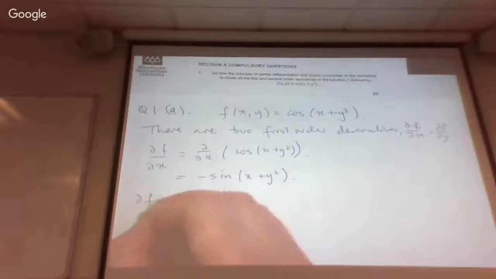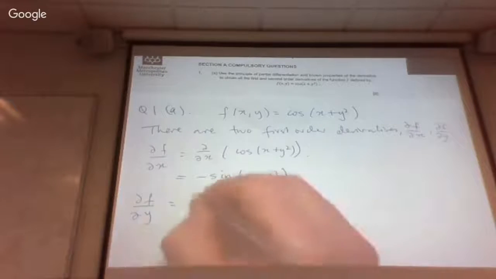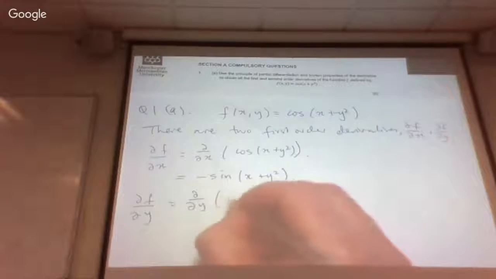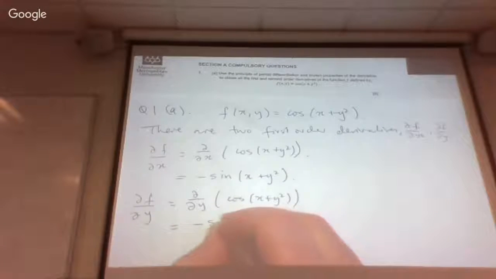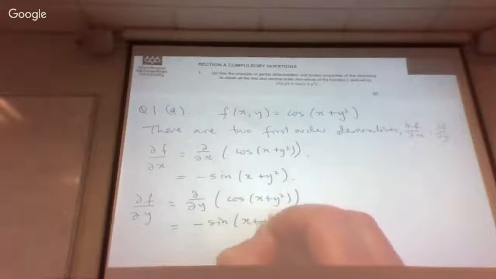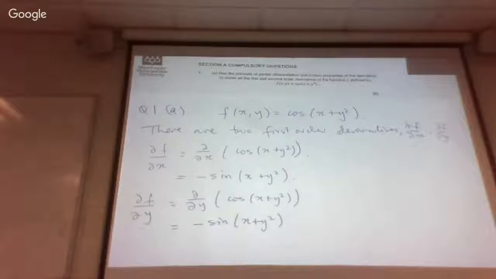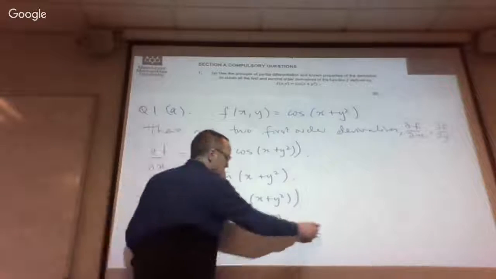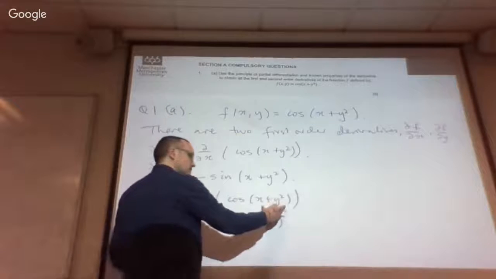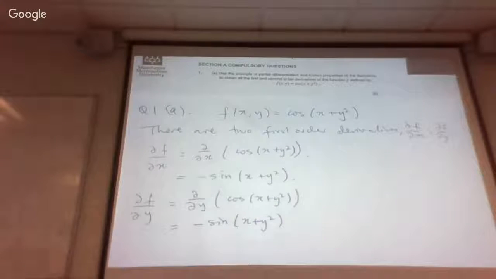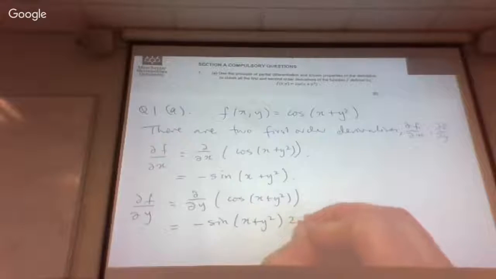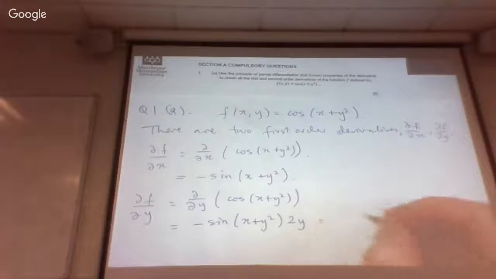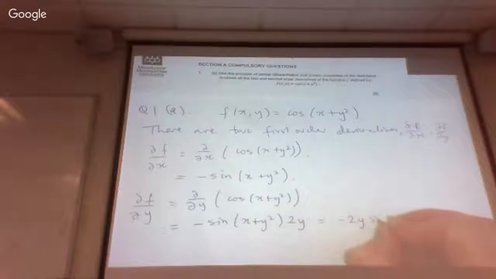The other first order derivative, df dy, again will be d dy of cosine of x plus y squared. And again, it's exactly the same first part, minus sine of x plus y squared. But here, when we're operating the chain rule, we do have something non-trivial to write down, because we're going to get another factor here, which is the derivative of the argument, x plus y squared, with respect to y. So that's simply 2y. So we'd maybe tidy that up like this.